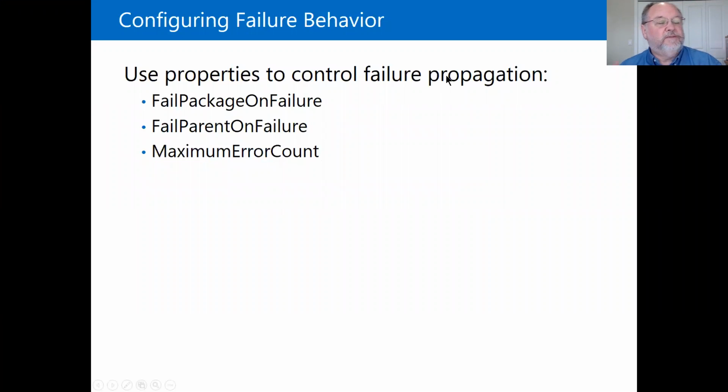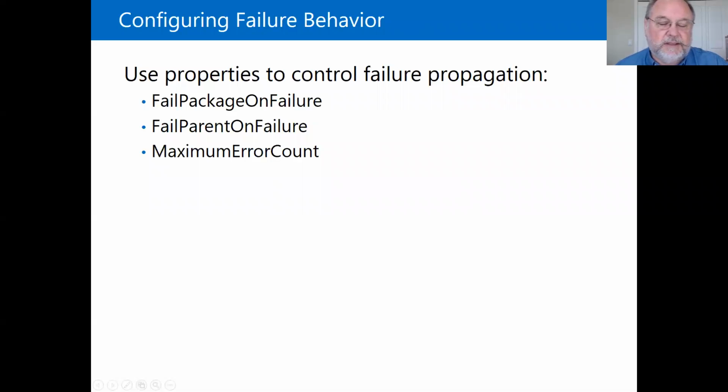So first of all, how do we deal with package failure? When the package just simply utterly fails, how do we deal with that? And then how do we, and this may sound odd, cause that to happen? How can we control that failure? Well, there are three different properties that we can use to control how failure works: fail package on failure, fail parent on failure, and maximum error count.